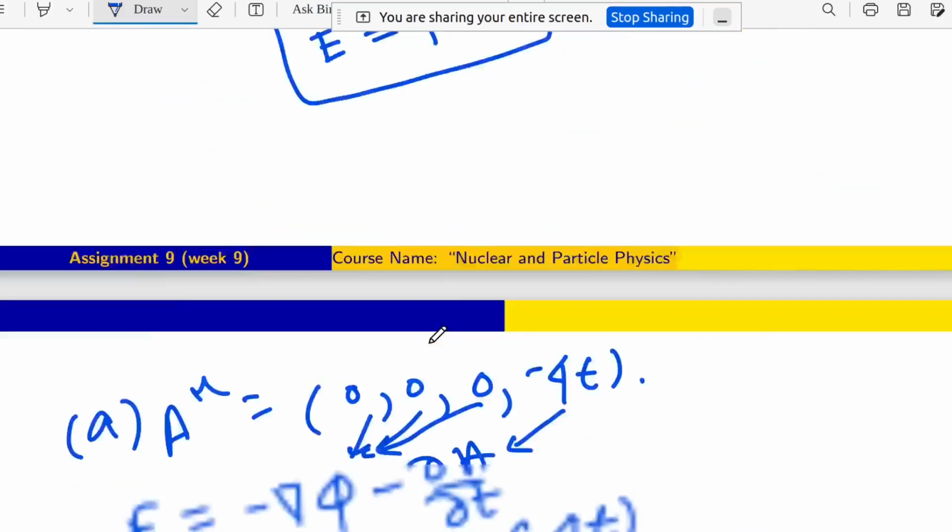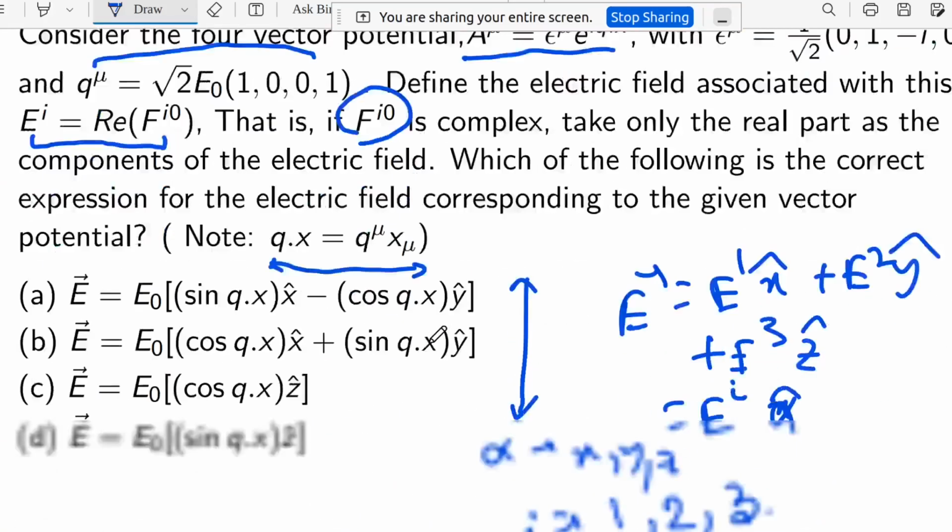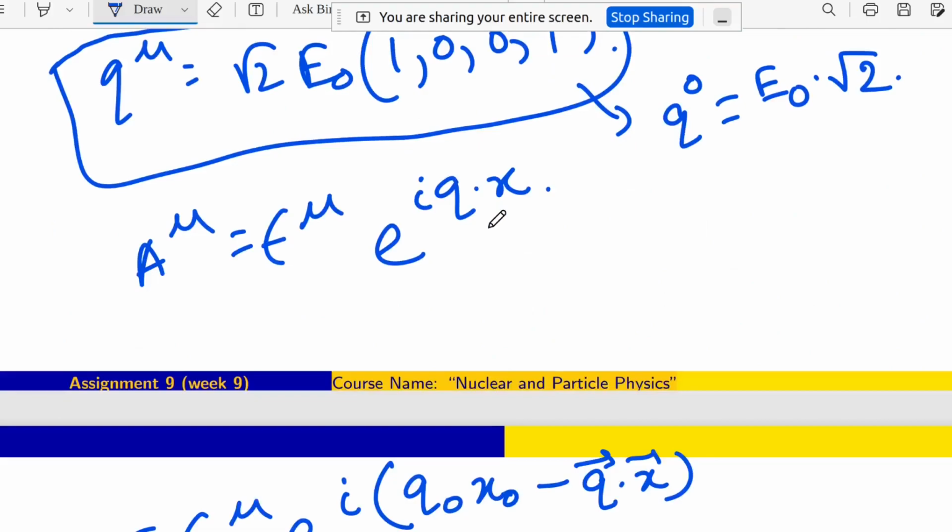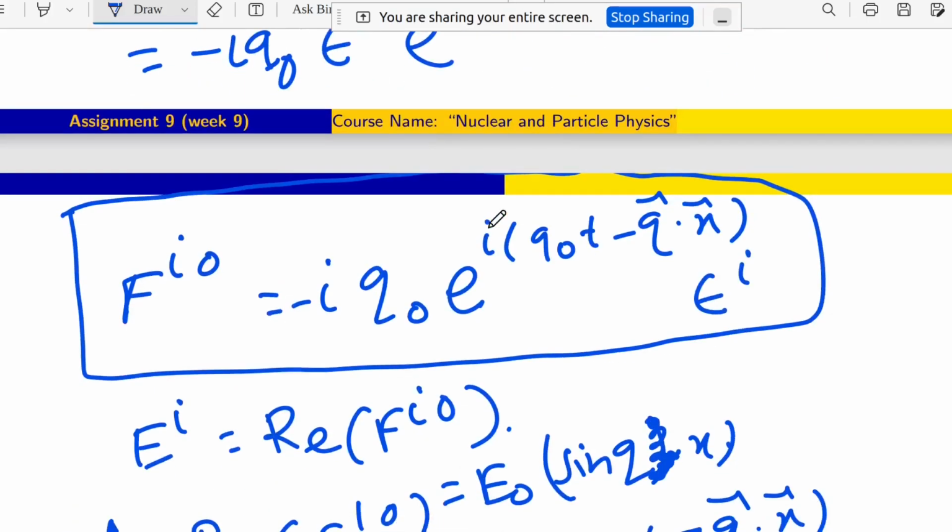Now we have to come to the options, which one is the correct option for that. E0 sin qx x cap minus cos qx y cap, whatever we told right now. So this one is the correct one, and the other things will not be correct, because we got this answer, sin qx into x cap minus cos qx into y cap. Okay, so this is a little bit of a tricky question, but I think you understand that one. So we are moving to the next question.